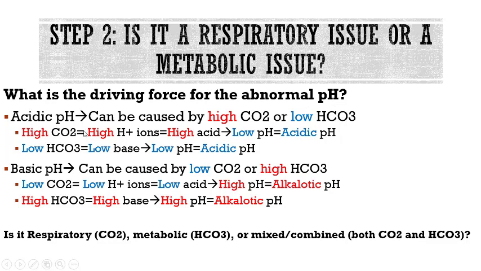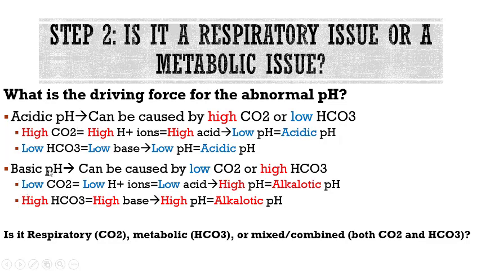So high CO2 equals high H+ ions equals high acid, okay? All of those things are essentially the same. Think back to the oxygen dissociation curve where it said high CO2, high H+ ions, right? High acid. So high CO2, high H+ ions, high acid. If you have a high acid, that is going to create a low pH or an acidic pH. The other thing that can cause an acidic pH is if you have an abnormally low bicarb. So low bicarb equals low base, which is going to equal a low pH or an acidic pH. So both of those things could happen and create an acidic pH.